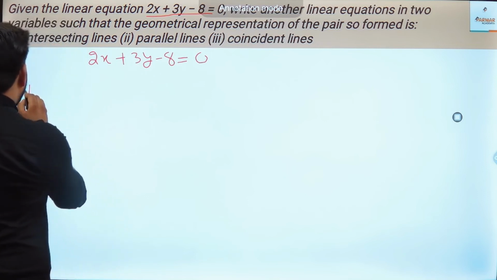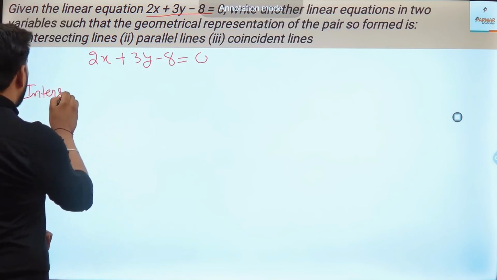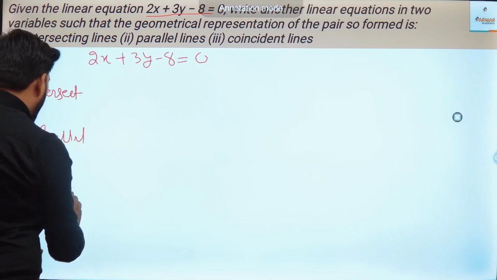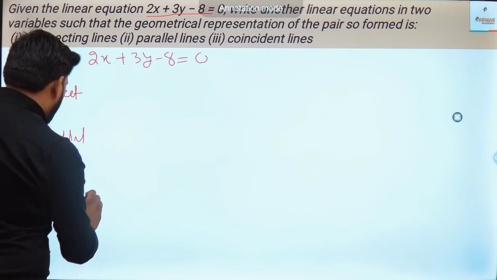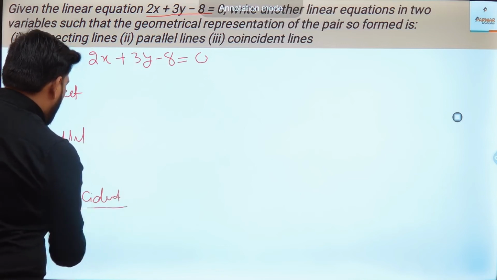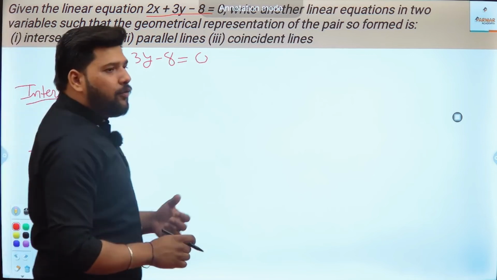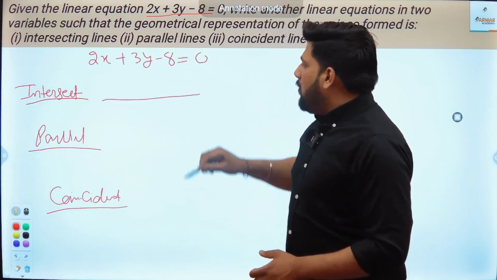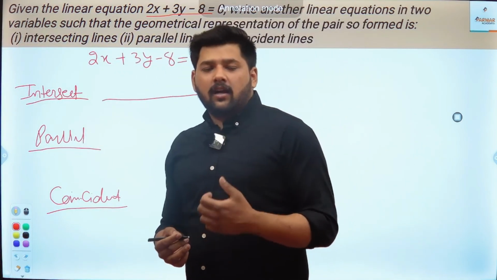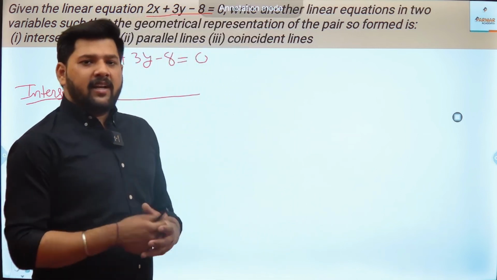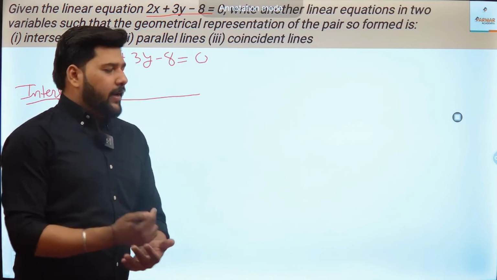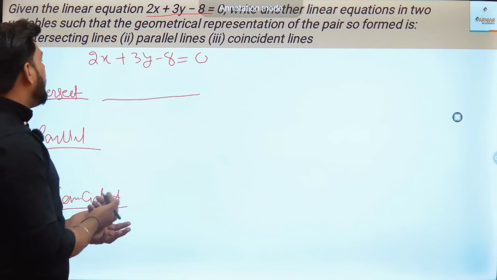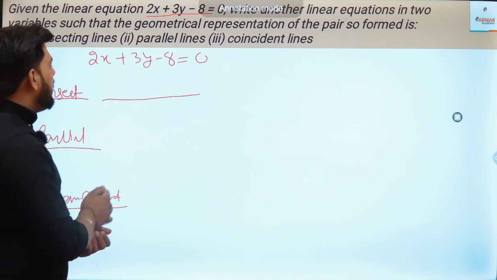The first is intersecting, second is parallel, and third is coincident. Now we have to find a first equation such that this pair of linear equations forms intersecting lines. Now we know that a pair of linear equations in two variables represents intersecting lines if the first two ratios are not equal. So we will write such an equation here that the first two ratios are not equal. You will write a random equation, but after that you have to check the condition also.